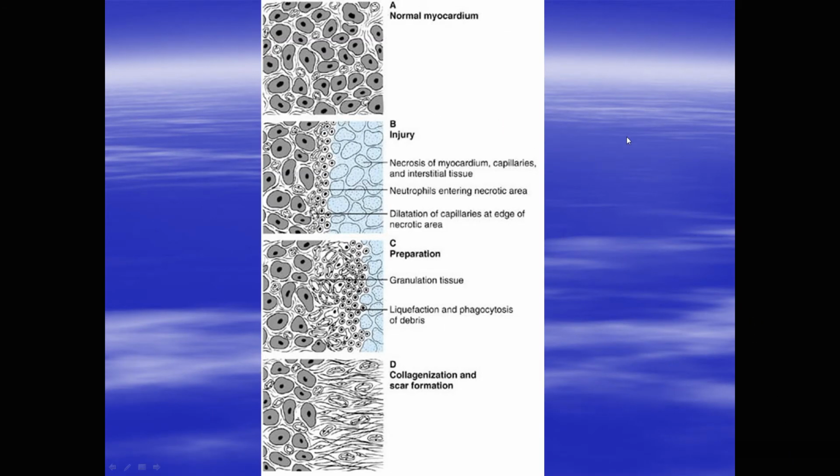This slide shows the progression of a typical coagulation necrosis in the myocardium. The injury causes necrosis of myocardial cells, with the consequence that neutrophils enter the necrotic area, later generating an inflammatory response with granulation tissue appearance, and also liquefaction and phagocytosis of the cell debris, and finally replacement of the parenchymal cells by connective tissue, fibroblasts producing collagen and depositing fibers, scar formation.